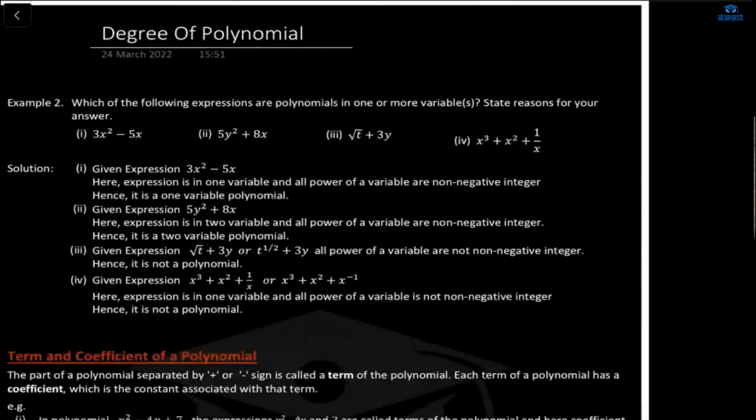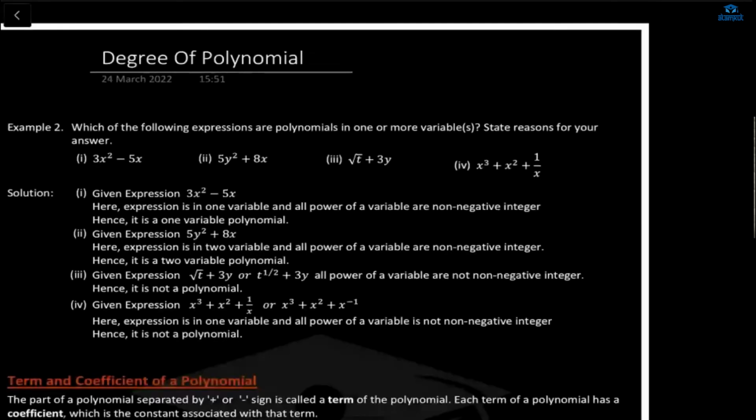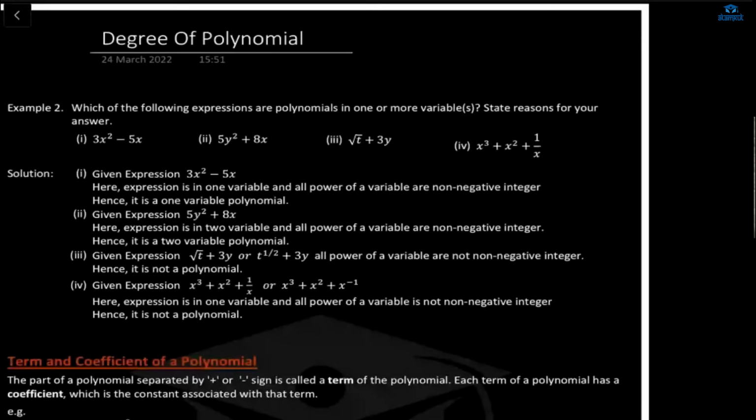Now example number 2: which of the following expressions are polynomials in one or more variables? You have to tell which one is a polynomial, and whether it is a polynomial in one variable or more variables. First question: 3x square plus 3x square minus 5x. Firdaus, are you there? Yes, ma'am. Is it a polynomial or not? Yes, it is a polynomial. Why is it a polynomial?